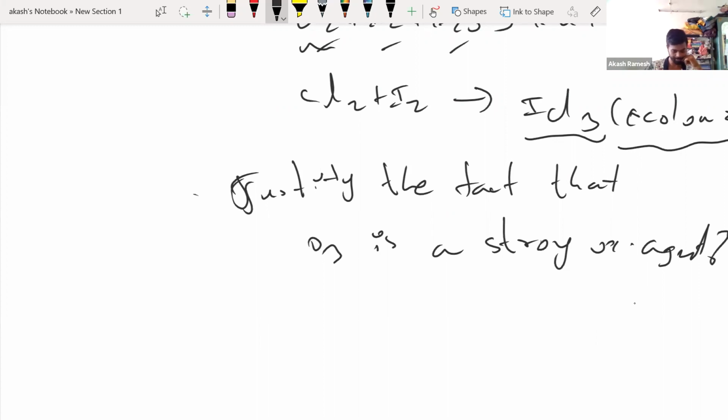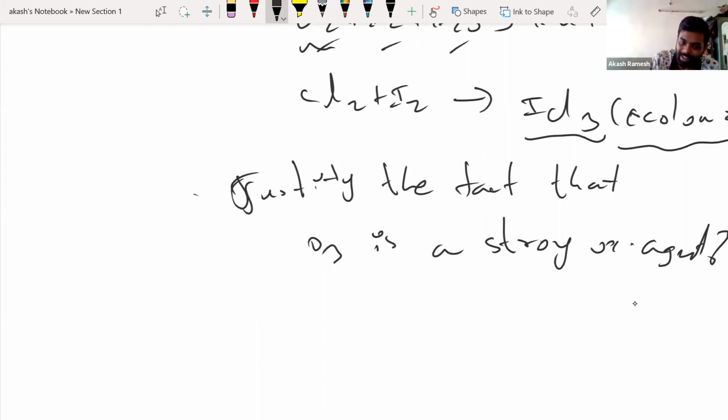Any answers, group 3? Sir, O3 is a powerful oxidizing agent because O3 is not a very stable compound, sir. Because of it, it easily gets decomposed to O2 and nascent oxygen, sir. And nascent oxygen is a free radical compound. Okay, understood. So yeah, the answer is correct.